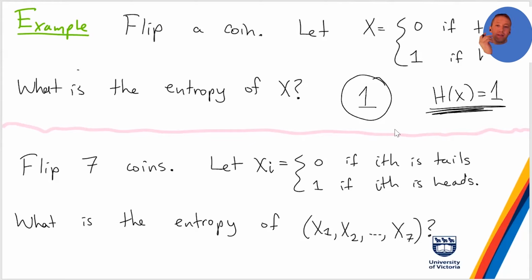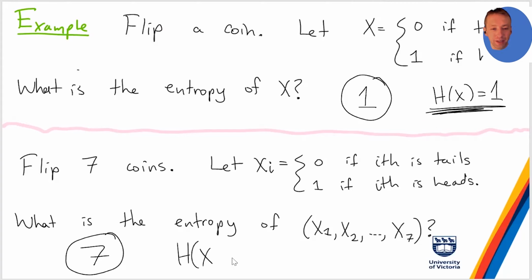Flip 7 coins. What is the entropy of the tuple x1, x2, up to x7? So xi is 0 if the ith coin is tails, 1 if it's heads. So the question is, if I tell you the outcome of all the xi's, then how many bits have I told you on average? When things stop being coin flips, it's going to be a bit trickier than that. But the answer is just 7.